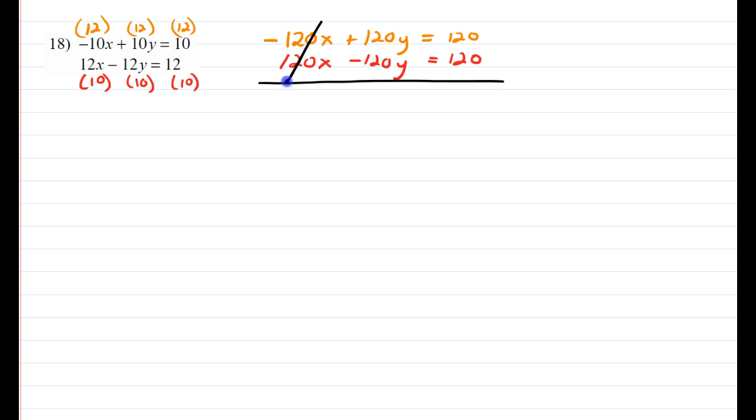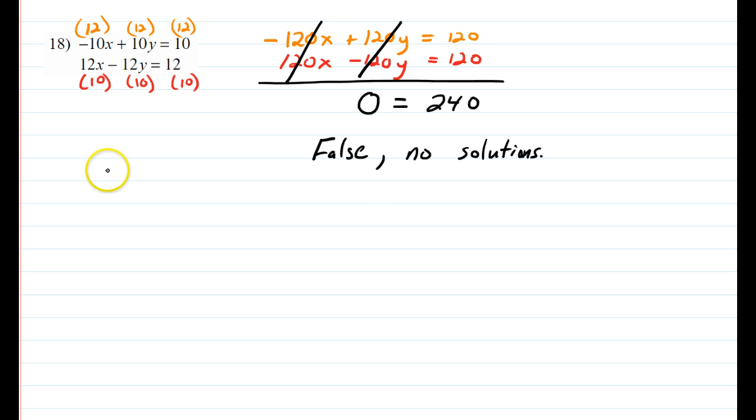So again, we have opposites, but these are not opposites. So on the left side I get 0 equals 240. And so this is false. And so when it's false, there's no solutions. And so if we were to, again, graph these, now this is an example of having parallel lines. Since they don't cross, there's never a solution. So the answer would be no solution.